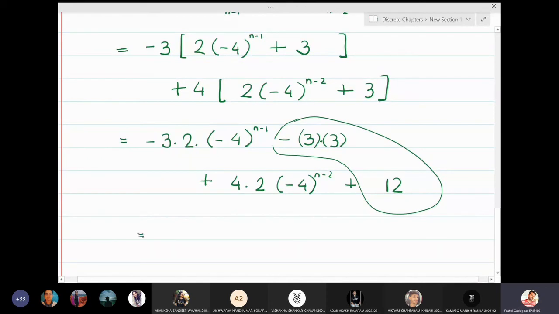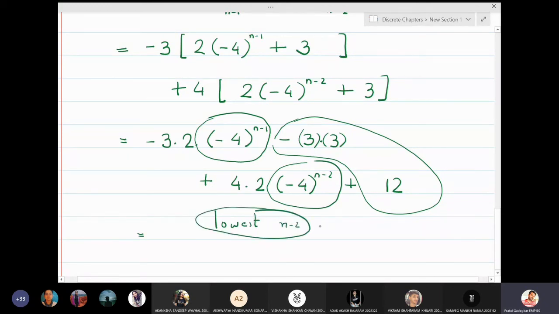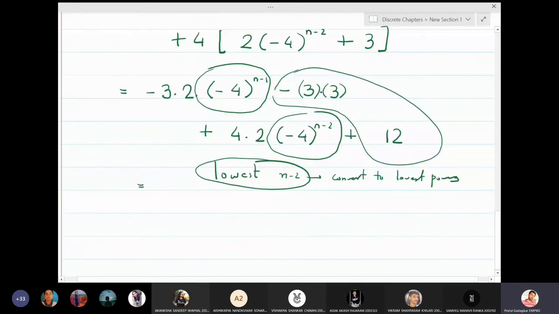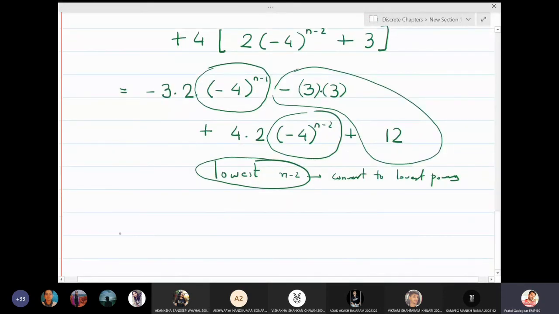Again, look at these powers of minus 4, n minus 1 and n minus 2. Who is the lowest power? The lowest power is n minus 2. So convert to the lowest powers. This is one of the simplest things you can do. Do not touch the lowest power term. Try to modify the other term. That is going to help you.